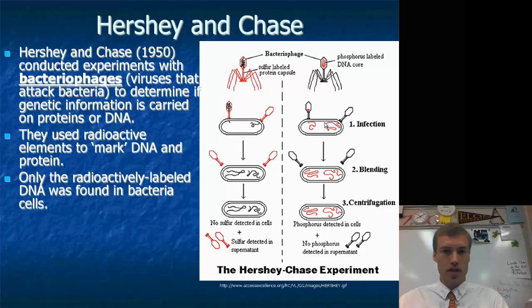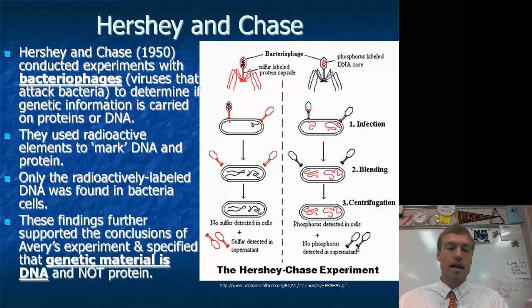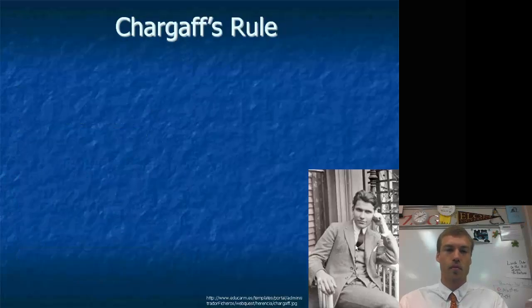We talked about that a little bit in our last unit, right? They found that the DNA is inside the cells, but it's not in the supernatant. So basically they figured out it's inside the cells, not somewhere else. They supported the conclusions of Avery and specified that the genetic material is DNA, and that's what's being passed on from one generation to the next.